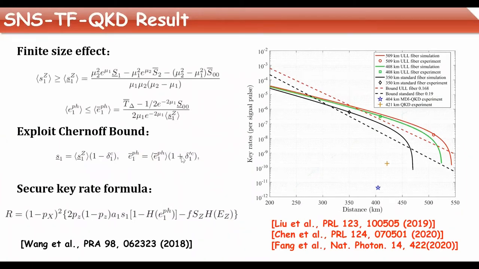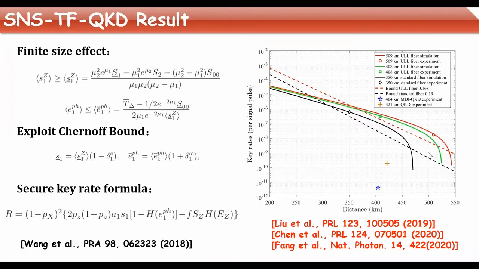And here we are using the protocol from Xiangbin Wang's idea. We use a protocol called sending-or-not-sending TF-QKD, and here is our result. We can get 509 kilometers of twin-field QKD.